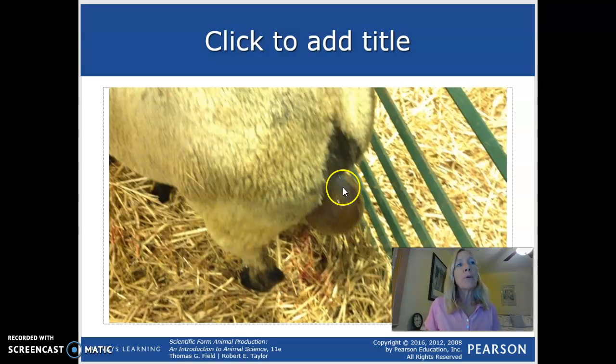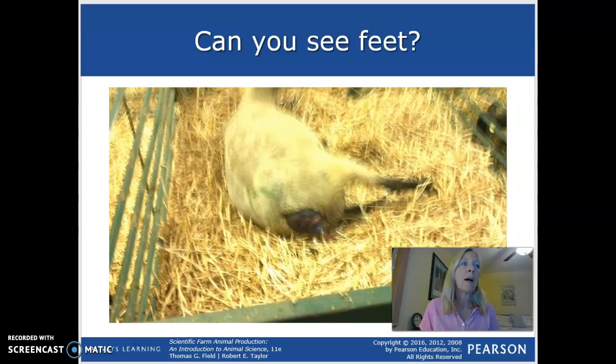If the lamb isn't born, you don't see the feet protruding and the ewe isn't pushing, then sometimes you have to assist, especially with sheep and goats. They really are dependent on humans to assist in birthing, especially with multiple births. Here's a picture, blurry, my bad photography skills, of a ewe. You can see the same ewe.